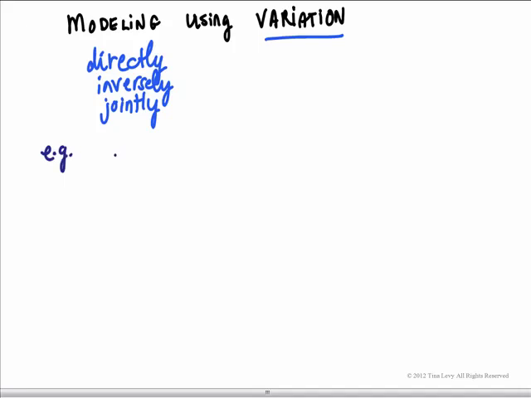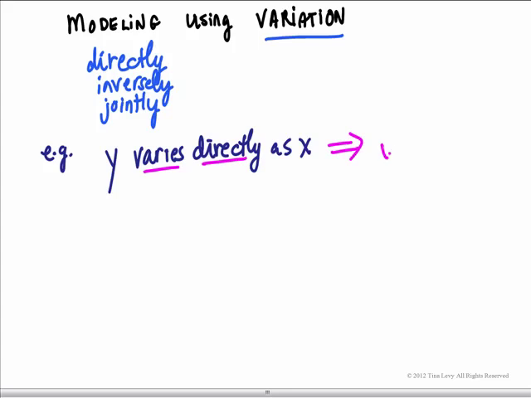For example, I can say y varies directly as x. So I'm talking about the variable y varies directly as x. What that means is that as y gets larger, x gets larger. And when we see that wording, y varies directly as x, we can think of it as being the formula y equals k times x. And k is known as the proportionality of variation. So this is the constant of proportionality, or the constant of variation.